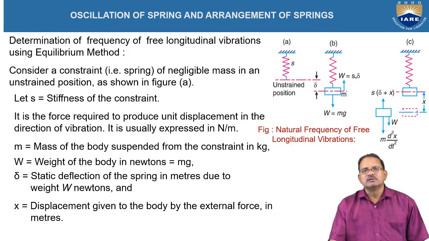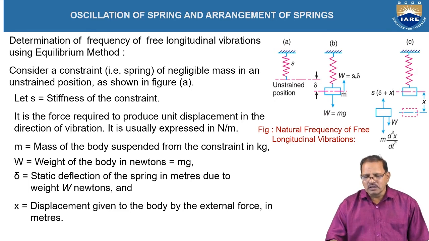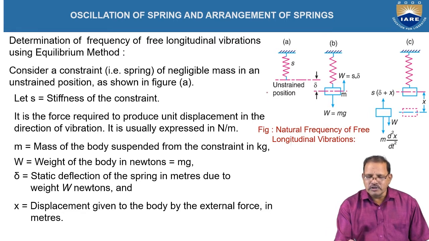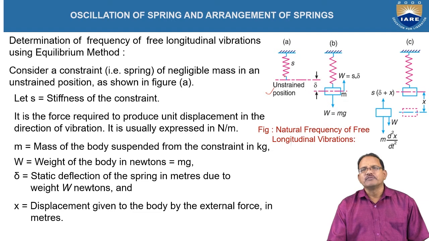Consider a constraint. It may be a spring or it may be a shaft, but here we consider a spring only, of negligible mass, in unstrained position as shown in figure A, in which the spring is suspended vertically downward by fixing one end at the top and the other end is free. This position is treated as the unstrained position of the spring or the constraint.